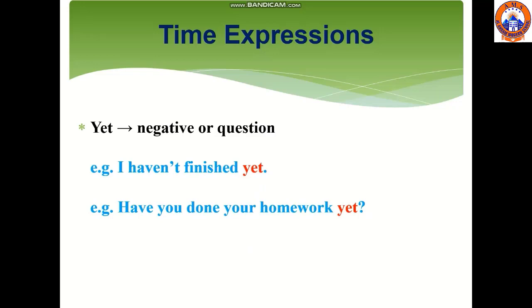We have yet. We use yet in the negative or question form. The examples, I haven't finished yet. So we have not, haven't, so we used yet. The second example, have you done your homework yet? So this is a question. So we also used yet. Yet comes at the end of the sentence or the question.